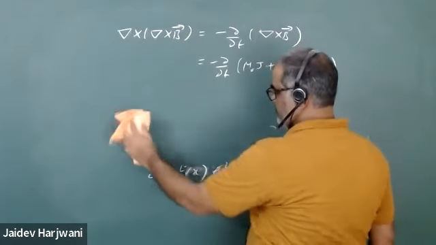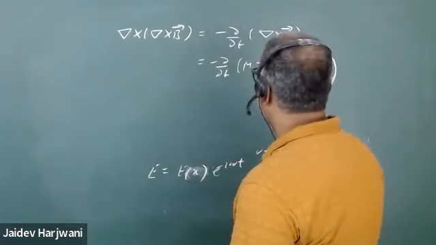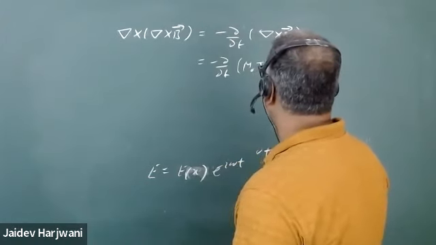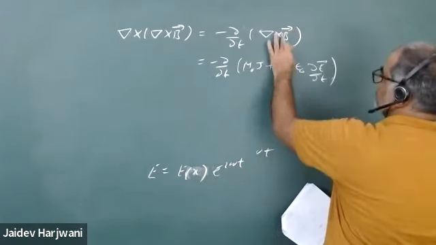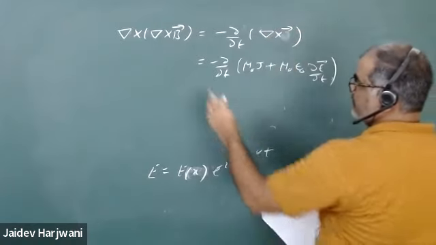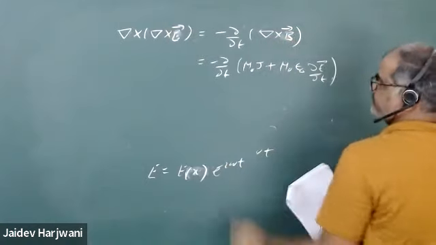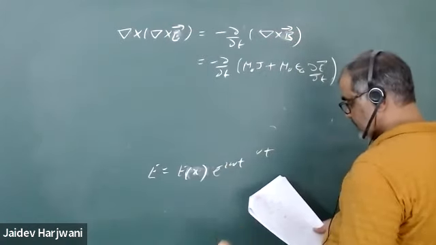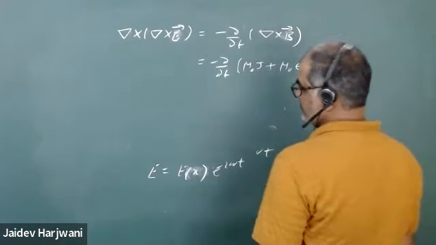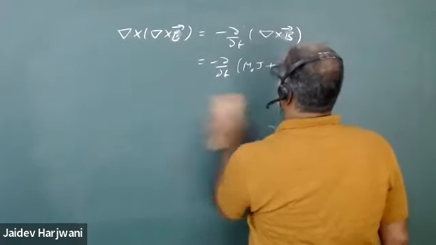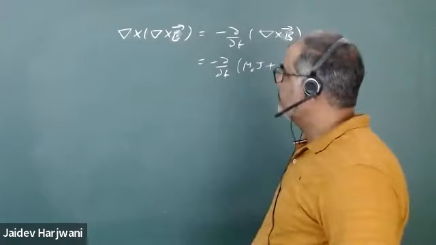Sir, what will this del cross E be? Which one? Sir, the left side. Left side, the left cross. This one, and this is B. Yes, we have to apply it on the third equation. So we apply this equation, del cross E.